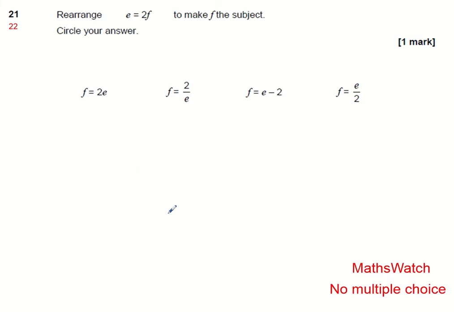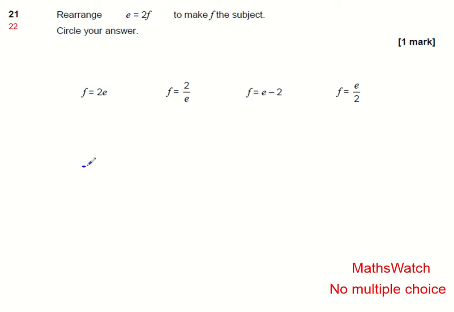Question 21. Rearrange E equals 2F to make F the subject. Circle your answer. So to make a subject, that means that we need to end up with it being F equals. F is the subject if it's a letter on its own followed by an equal sign. At the moment, E is the subject and we need to turn it into F, which means that we need to undo this calculation that's been done to F. F is currently being multiplied by 2.